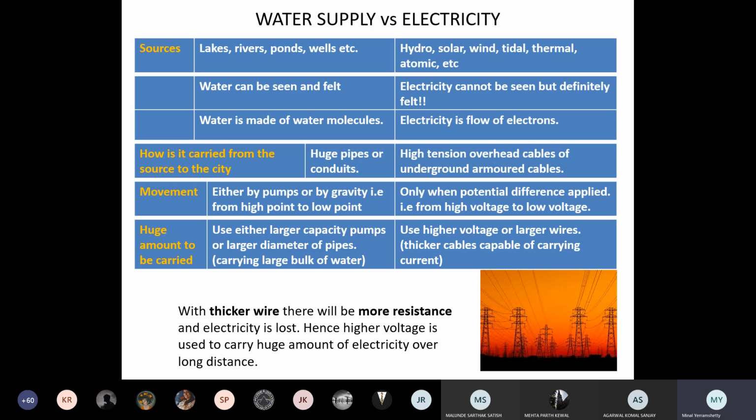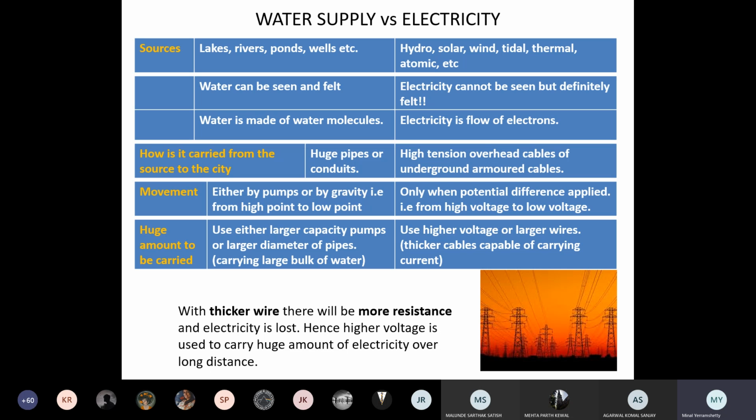How do I move the water from one place to the other? Obviously by pumps. We don't have pumps in electricity. What we apply here is potential difference, and for that we have machines which will do that. The potential difference applied will push the electricity from high voltage to low voltage. Then you have larger sizes of pipes. Here you can have larger conduits. But did we say we have larger conduits?